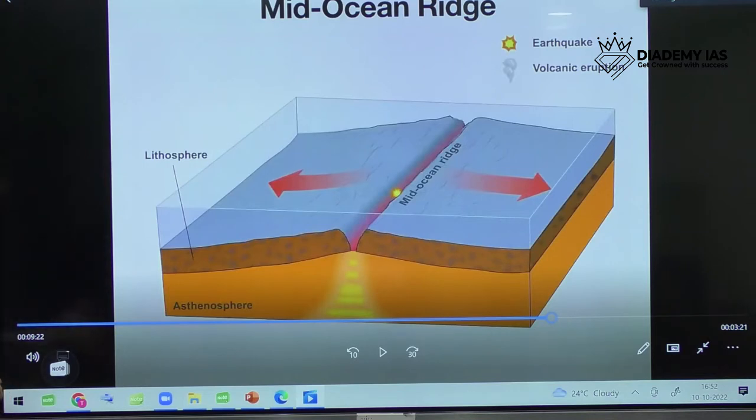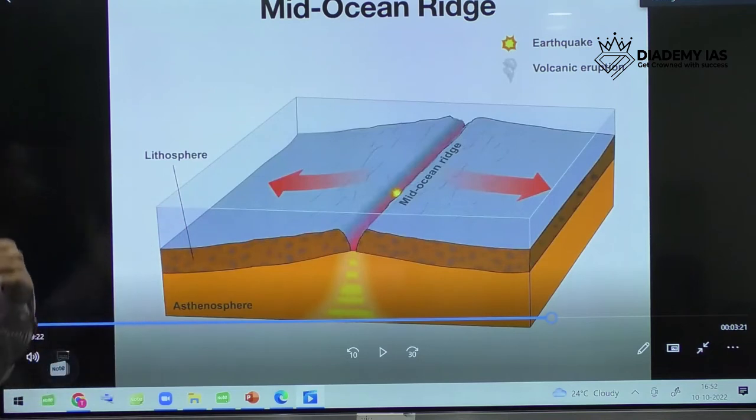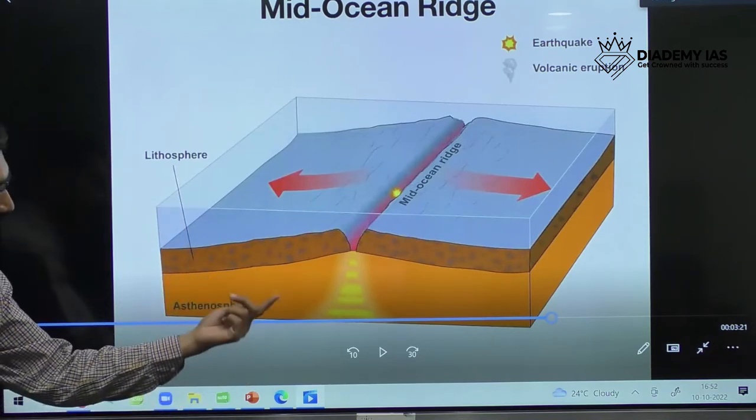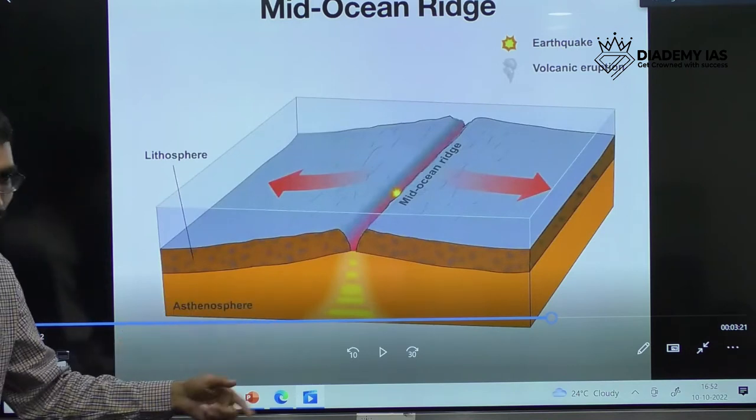Temperature difference, that is called temperature gradient. This term gradient will come in atmosphere also. The pressure gradient we used to call. So pressure gradient means high pressure on one side, low pressure on the other side. Here temperature gradient means high temperature on one side, low temperature on the other side.